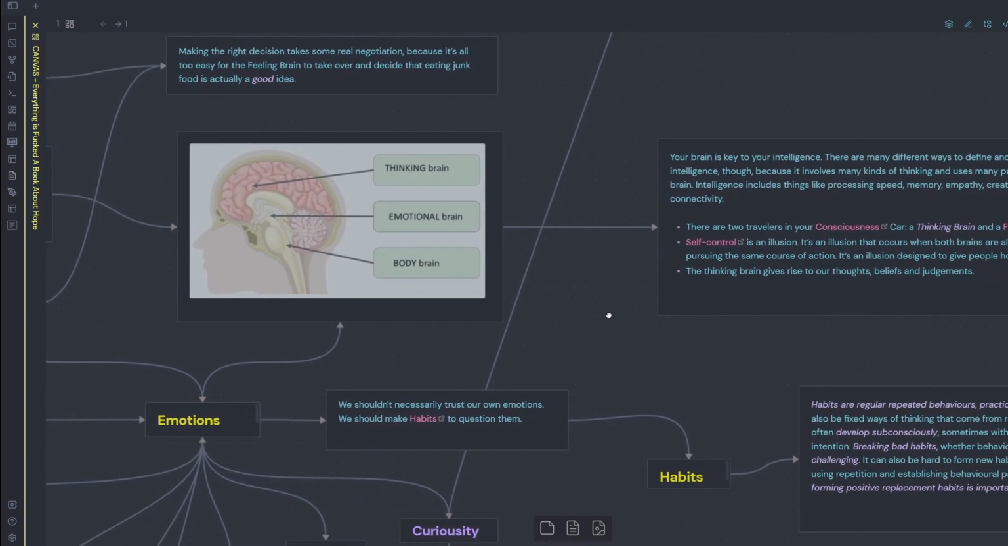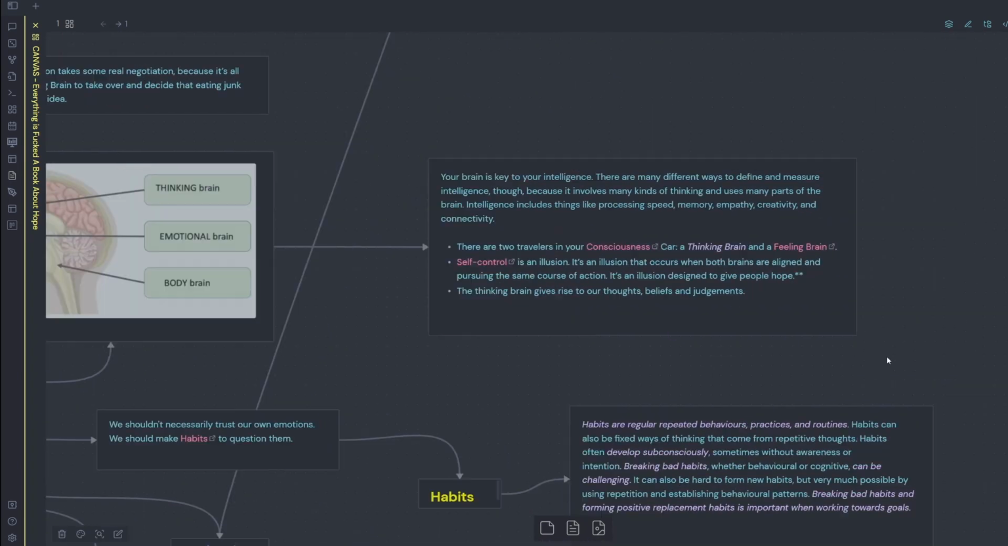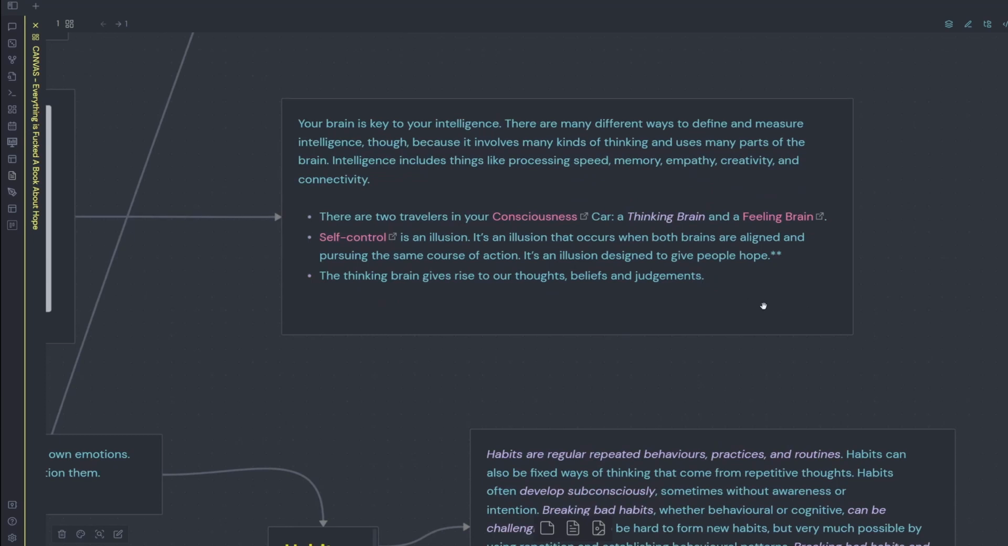Your brain is key to your intelligence. There are many different ways to define and measure intelligence, because it involves many kinds of thinking and uses many parts of the brain. Intelligence includes things like processing speed, memory, empathy, creativity, and connectivity.